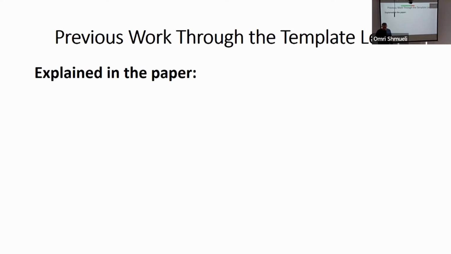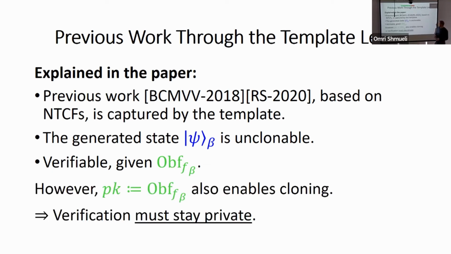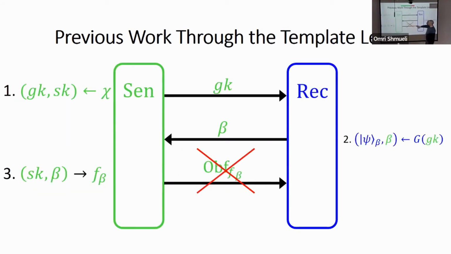Okay, so now considering the previous work, the scheme that is based on NTCFs, through this template it captures the skeleton of the protocol. It captures the previous protocol as well. The generated state from the previous work is also unclonable, and it's also verifiable given the quantum oracle access to this classical function. The point is that it cannot happen together. Given this oracle access, it becomes verifiable, but it also becomes clonable. So the verification must stay quiet. You cannot just enable it to anyone. So this cannot happen. If this final message is not sent, this party cannot verify the banknote. And if we do send it, then we don't have security.